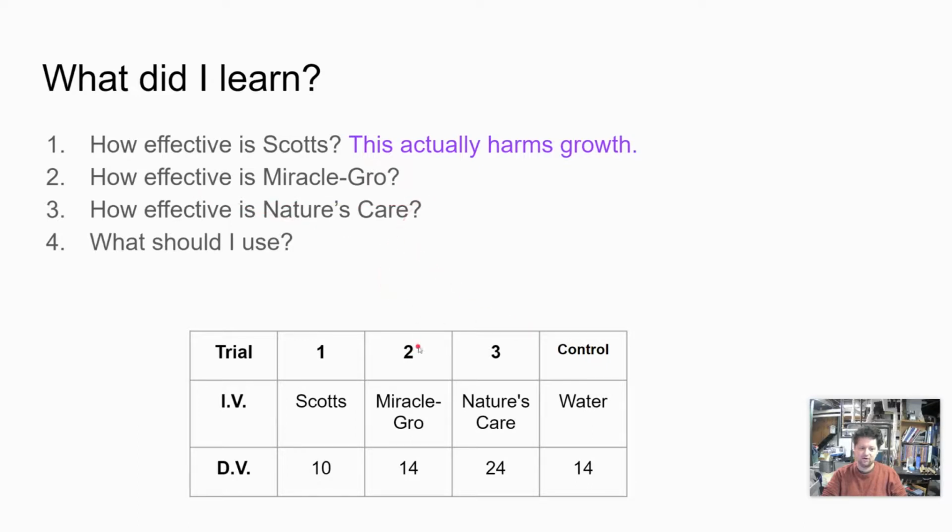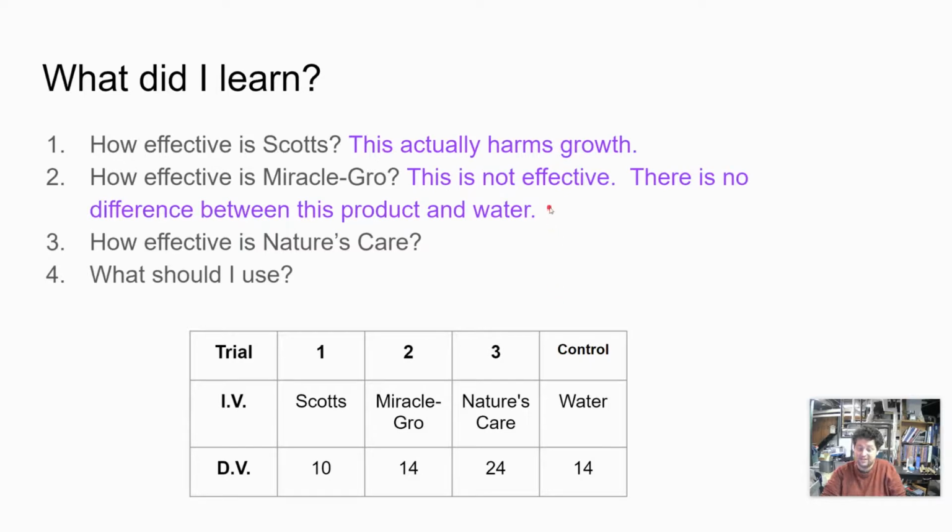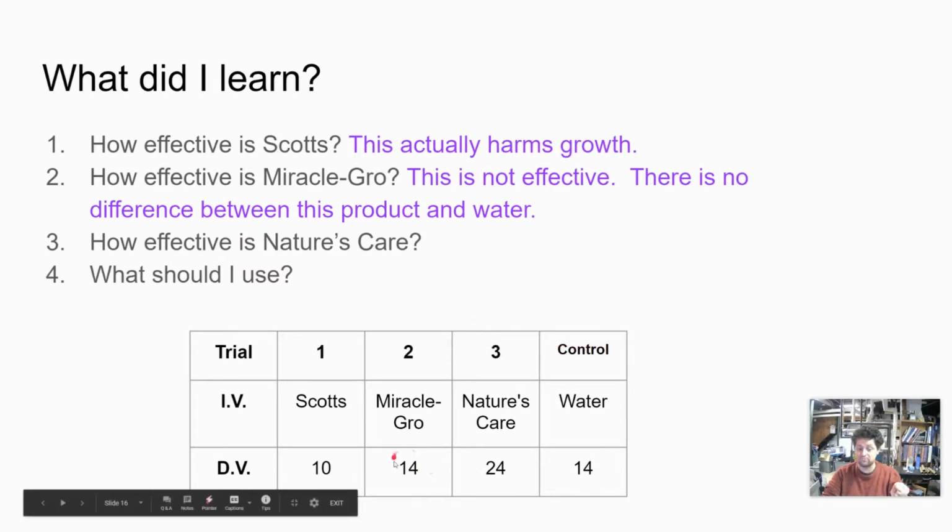How effective is Miracle-Gro? Should I use it? Well, not really. It's not effective. There's no difference between Miracle-Gro and water, so it has no effect. Even though it produced more tomatoes than Scott's, and you might have originally said Miracle-Gro is more effective than Scott's, well, it's not really effective at all. It's the same as water. So in this case, I can't really say that Miracle-Gro is effective at all.